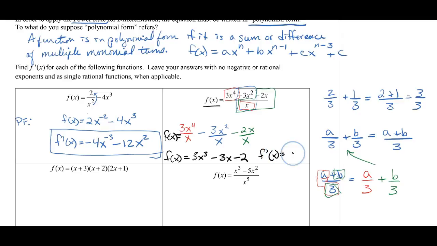And then I can take the derivative. F prime equals 3 times 3 is 9. X, 3 reduced by 1 is 2. Minus 3 times 1 is 3. 1 reduced by 1 is 0. X to the 0 is 1, and that basically goes away.